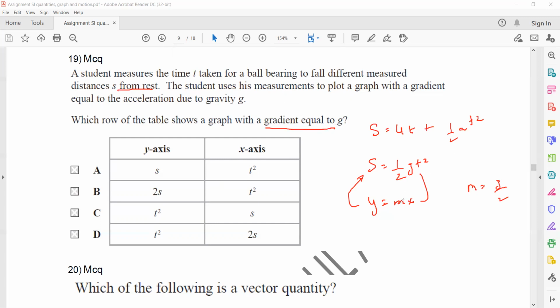But if I rearrange this equation, s = 1/2 gt squared, I move the 2 to the other side, so 2s = gt squared. Now if I compare with the equation of a straight line, on the y-axis I have 2s and on the x-axis I have t squared, my gradient will be equal to gravity, or g. So on the y-axis if we have 2s, on the x-axis we have t squared, the gradient will be equal to the value of acceleration due to gravity. Is it clear?